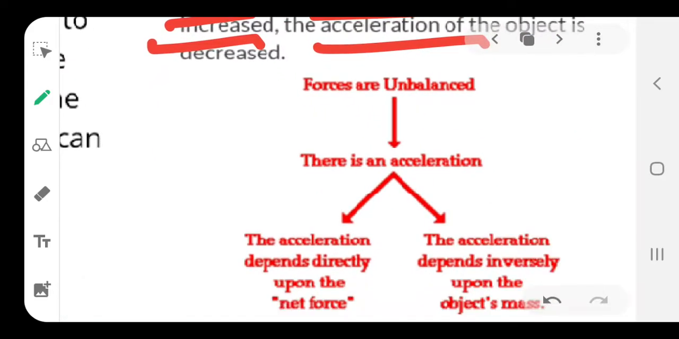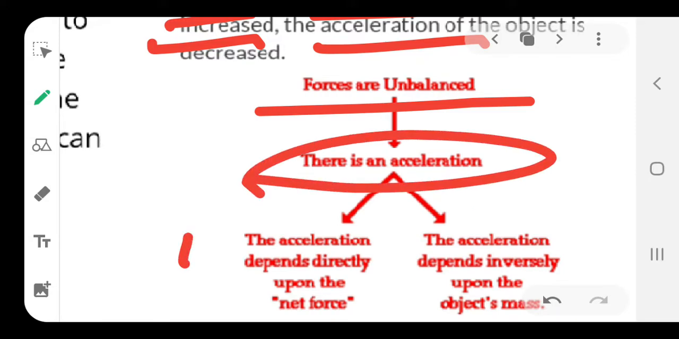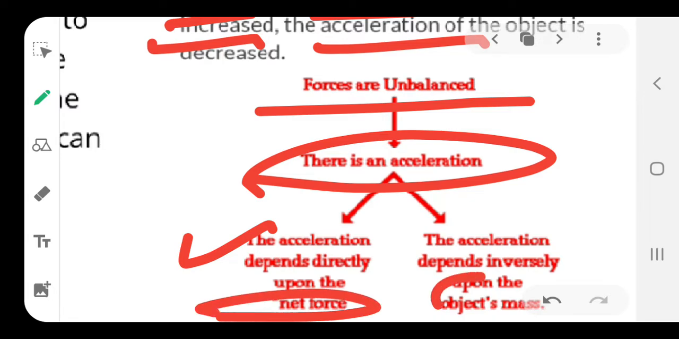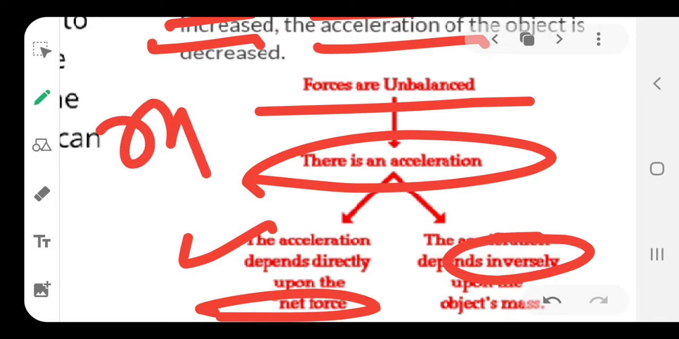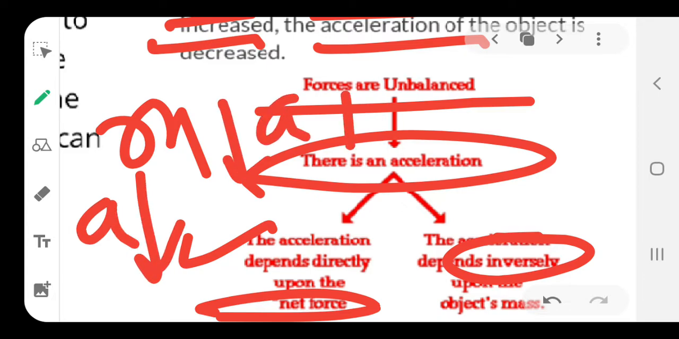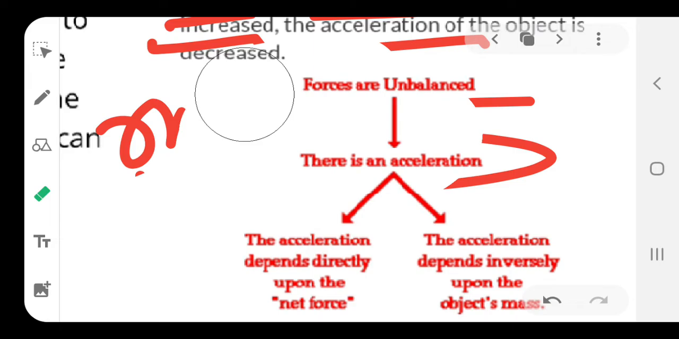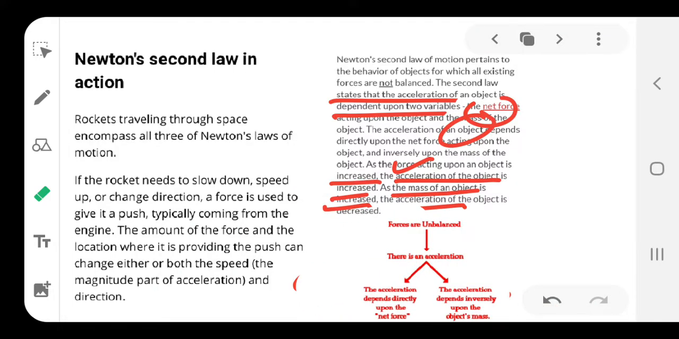You can see in the flow chart also that an unbalanced force acts, acceleration is produced, and the acceleration directly depends upon the net force. And the acceleration depends inversely upon the mass. Make sure you note the word inversely there. That means if mass is more, acceleration will go down. If mass is less, acceleration will go up. So, these 2 terms should be very clear in your mind, because when you read the statement and the various types of numericals, you should be clear about it.